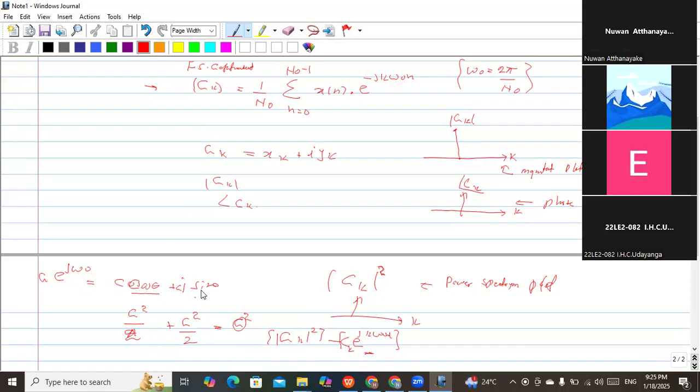Here there are two sinusoidal terms, okay? So you need to add them together. So your power will be c square. So this term's power will be c square.